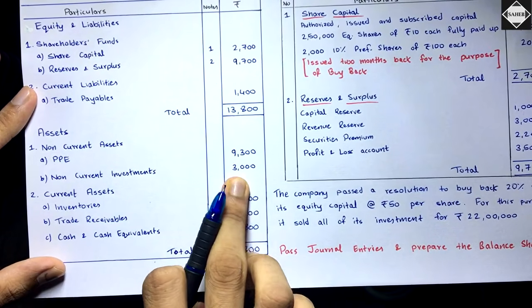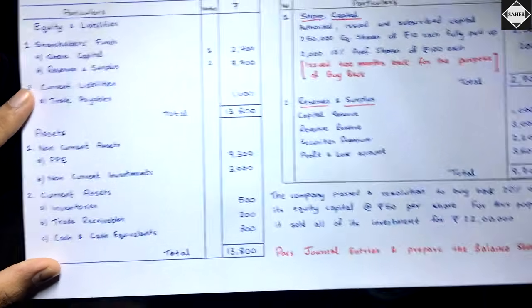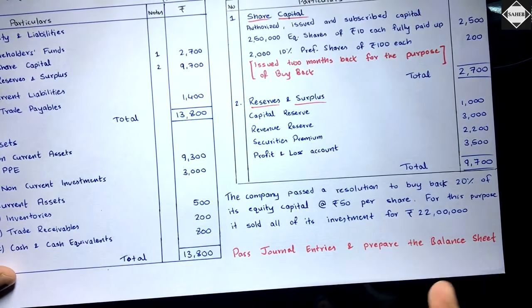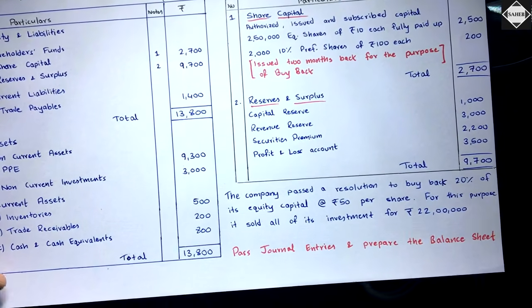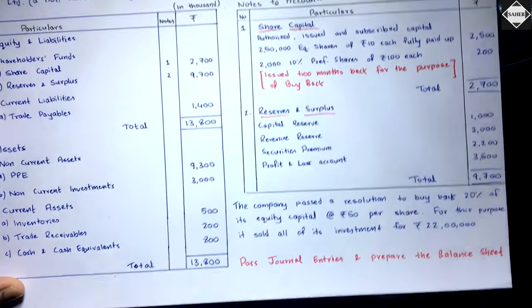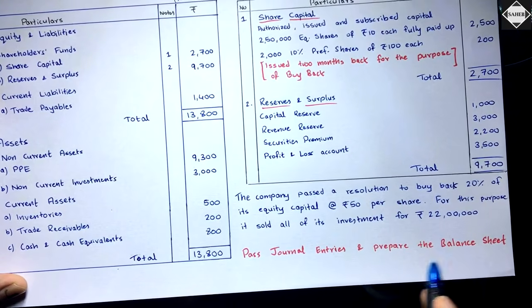Non-current investment 30 lakh. 3,000 means 30 lakh, right? So 30 lakh investments are being sold at how much? At 22 lakh. So of course we are incurring a loss of 8 lakhs. Is that clear? Right. So the simple question actually is just that here they're also asking for balance sheet, so you have to understand that properly. See here, past journal entries and prepare the balance sheet.